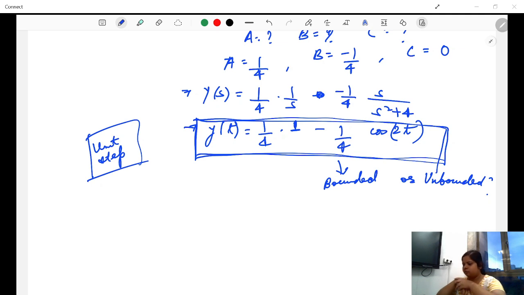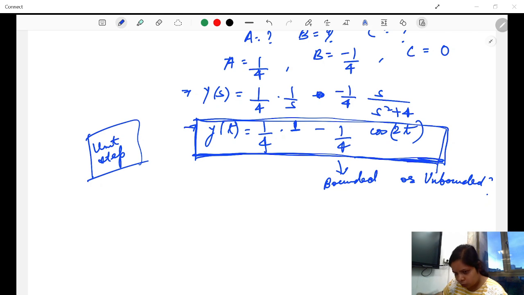Ma'am, when the value is finite, that condition is bounded, and when the value is infinite, that condition is unbounded. Yes. So in this condition, would it be infinite at any point of time? Is it possible? However much we increase t, whatever we do, will this ever become infinite? No, ma'am.